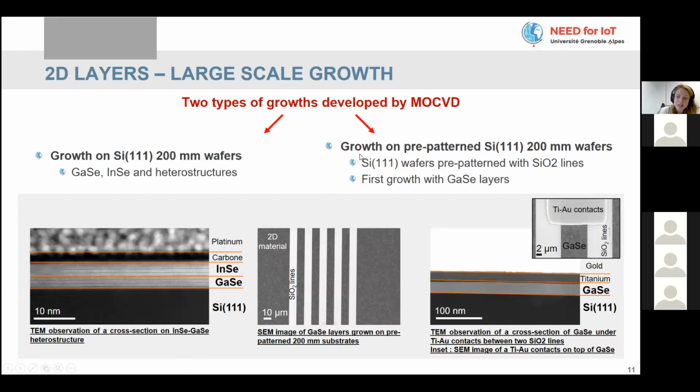We're also developing growth on pre-patterned silicon substrates. Those are silicon 111 wafers, pre-patterned by SiO2 lines. And we have developed the growth of gallium selenide layers between those SiO2 lines. And here you have the typical TEM observation of a cross-section of gallium selenide between two SiO2 lines and under a titanium-gold contact.